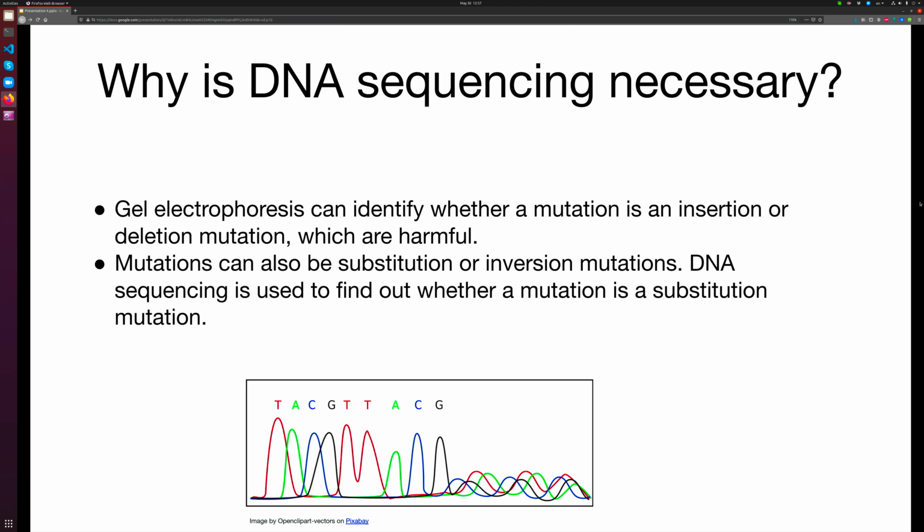So why is DNA sequencing necessary? Gel electrophoresis can identify whether a mutation is an insertion or deletion mutation, which are harmful. Mutations can also be substitution or inversion mutations. DNA sequencing is used to find out whether a mutation is a substitution mutation. And if you analyze DNA sequencing results, then you'll get data of how frequently a base appears, and you might get something like fluorescent dyes that display the exact sequence of the DNA you had. And this is extremely helpful.